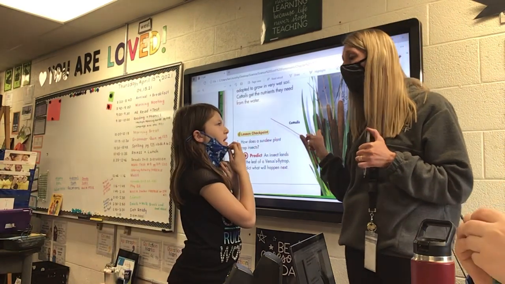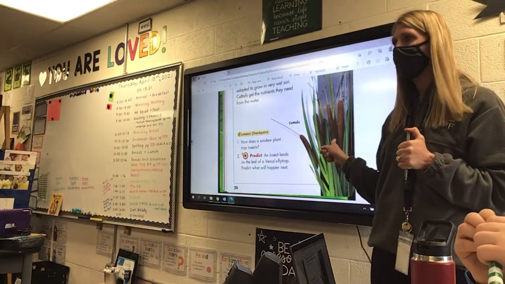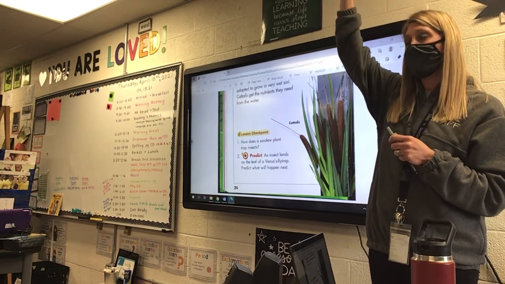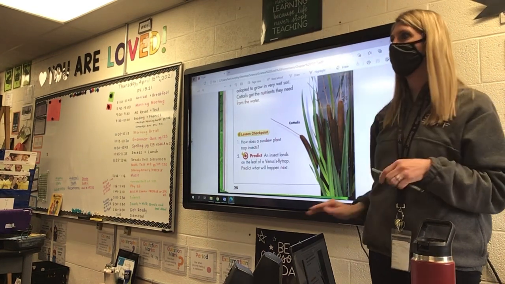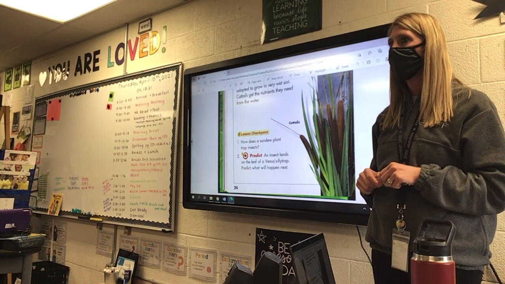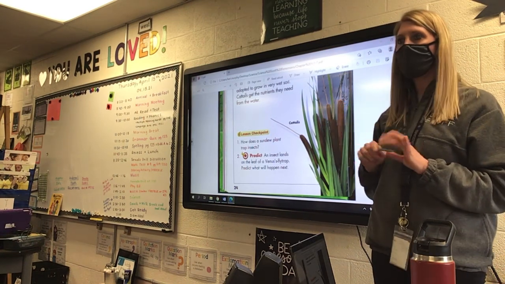Raise your hand if you have ever seen or maybe touched a cattail. Okay, put your hands down. Raise your hand if you've never seen one. So there's 3 of you that have never seen one.